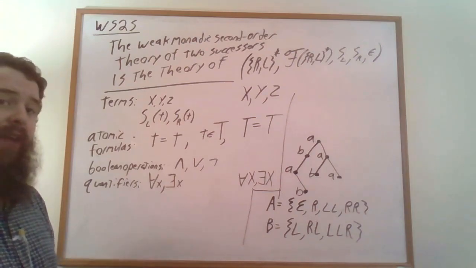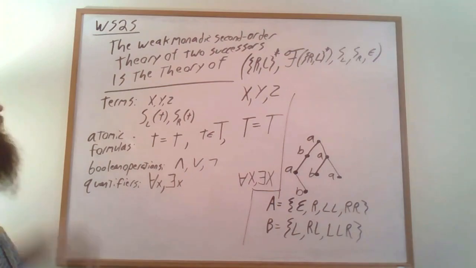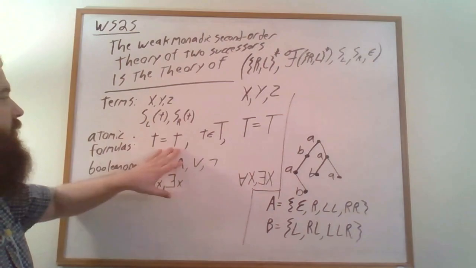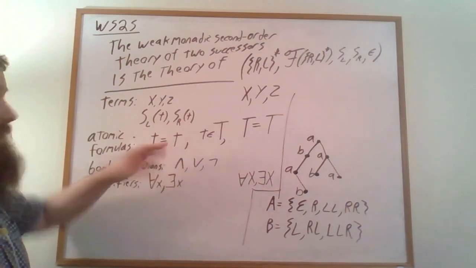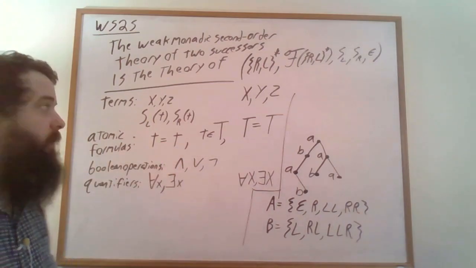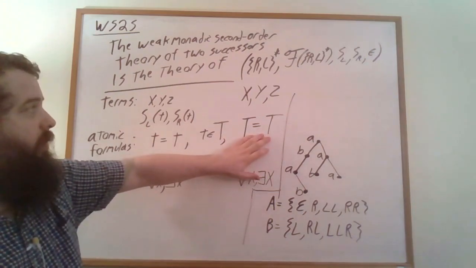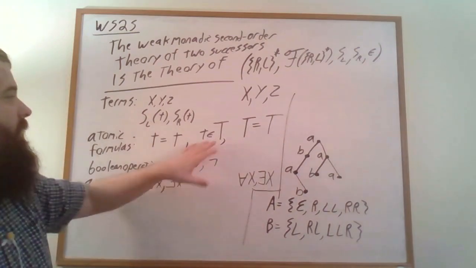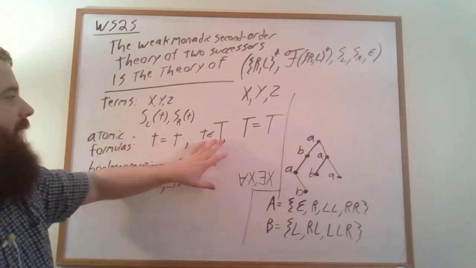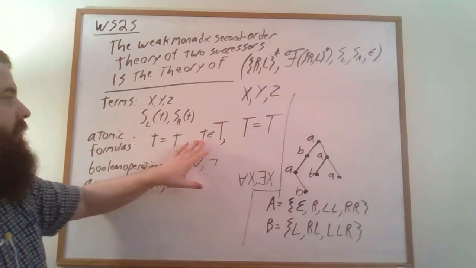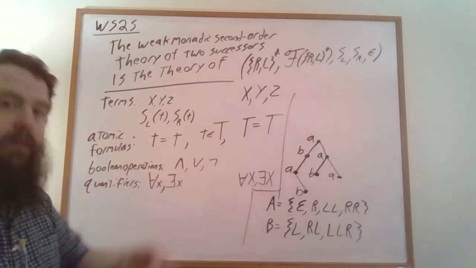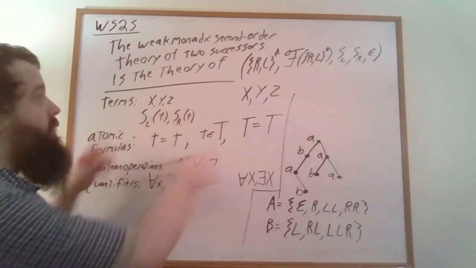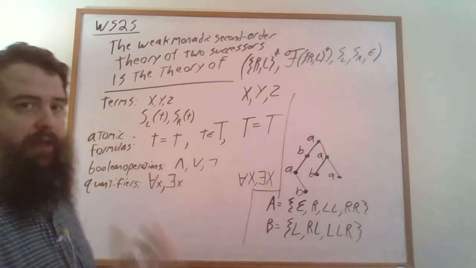And then once we have our terms, we can put them together to create atomic formulas. If we have two first-order terms, we can create the formula that says that they're equal, that they represent the same word. If we have two second-order terms, we can say that they represent the same set. Or if we have a first-order term and a second-order term, we can say that the first one represents a word that's in the second one as a set.